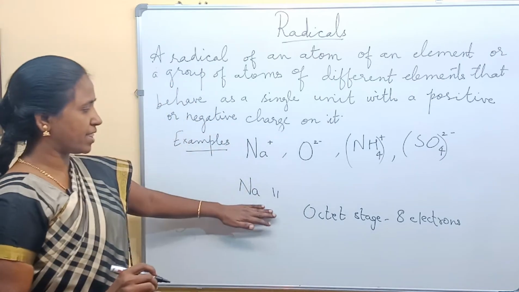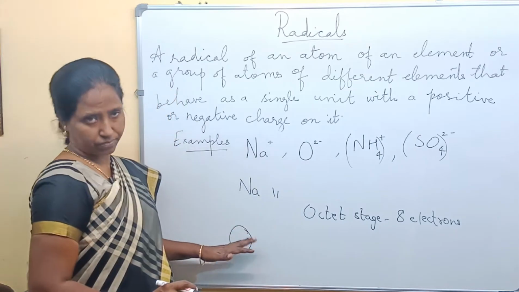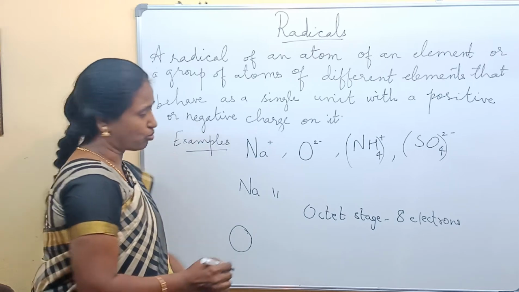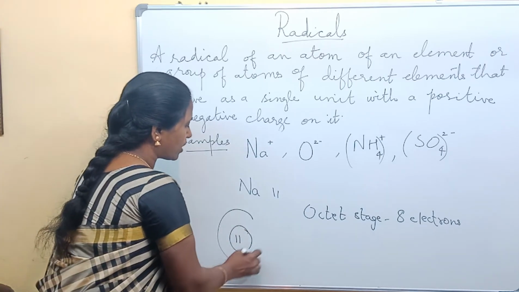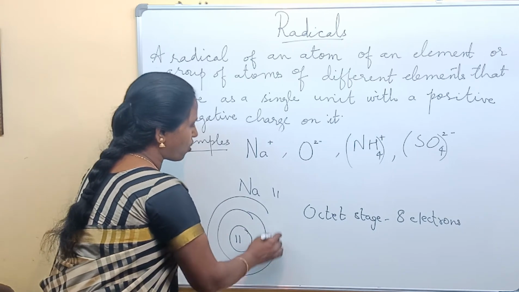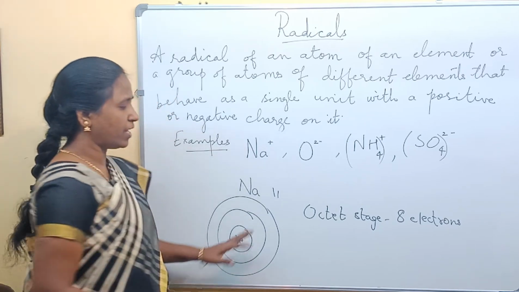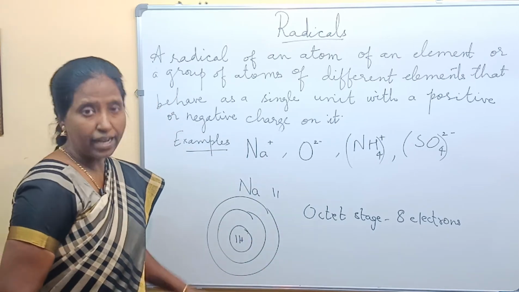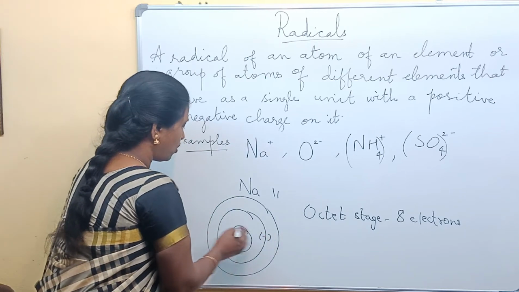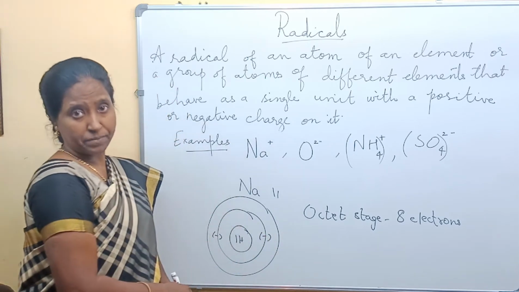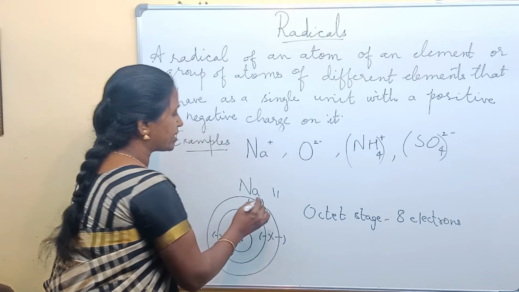First let me tell you the electronic configuration. Now this is a sodium atom, right? In that, I told you about the nucleus. So 11 protons are there inside the nucleus. Now there are electrons revolving around the nucleus, right? So here 11 protons are there and 11 electrons are there. And how these electrons are arranged is, in the first shell 2 electrons are there, and then in the second shell 8. This is how it is accommodated.